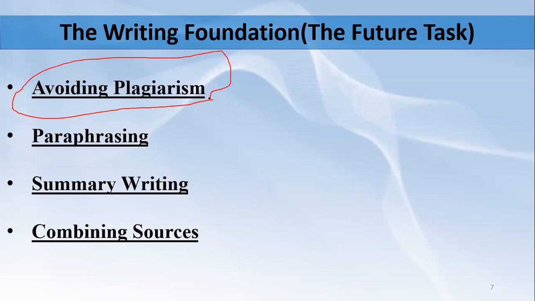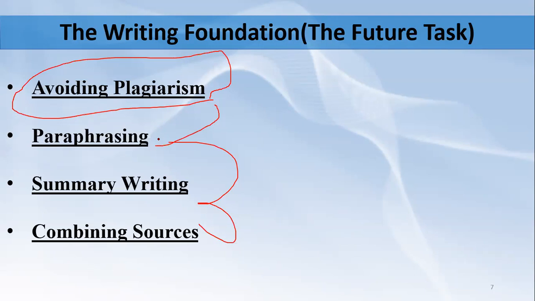Paraphrasing and summary writing. Now, keep in mind, plagiarism can be avoided by paraphrasing, by summary writing, and by combining sources, particularly paraphrasing and summary writing. Let's suppose Hussain Saab has written a research paper and I am writing my own literature review or even an introduction chapter, and I want to copy some idea from the research paper written by Hussain Saab. So what will I do? I will take the idea from his research paper, but I will paraphrase it. To paraphrase something means to rephrase, to change the wording of the text and to make it your own text. But you will have to provide a reference.